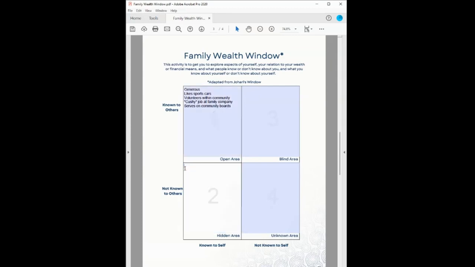The first quadrant is a great launching point to think about what others don't know about you and your relationship with wealth. Quadrant 2, or the hidden quadrant, shows the things we keep to ourselves about our wealth. The less trusting you are, the larger the hidden pane will be. Perhaps a family value is to downplay wealth, and as a result, your family lives modestly.